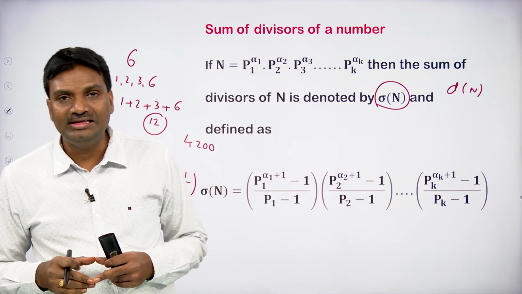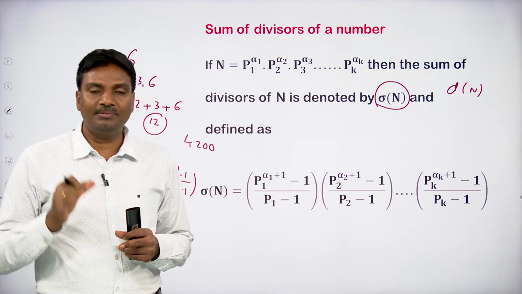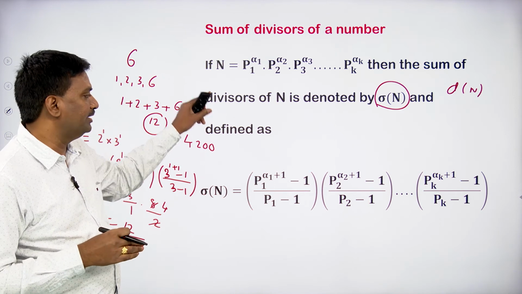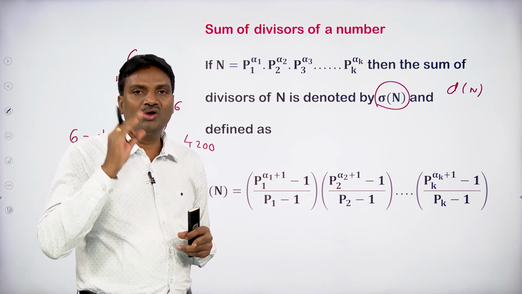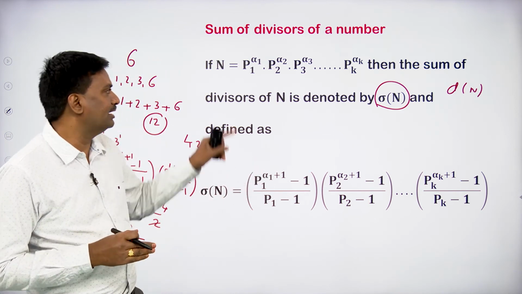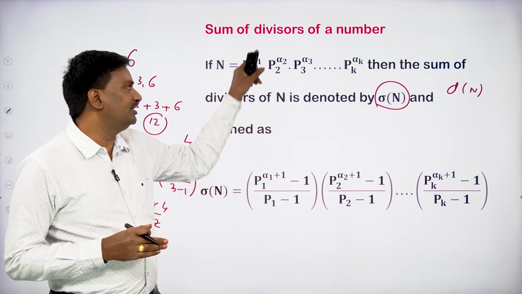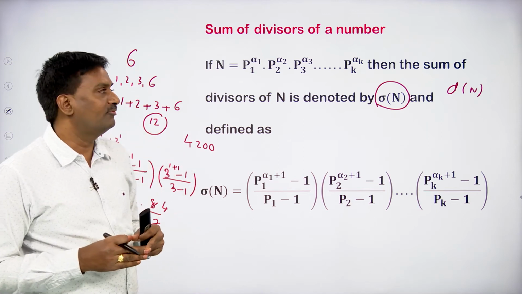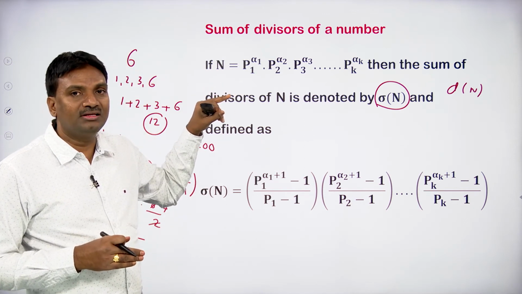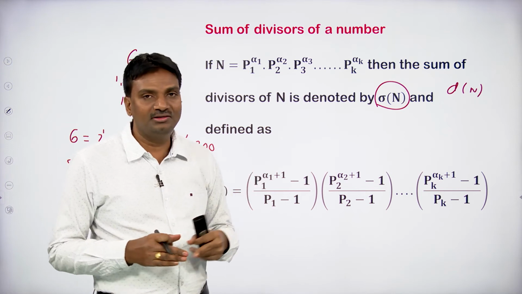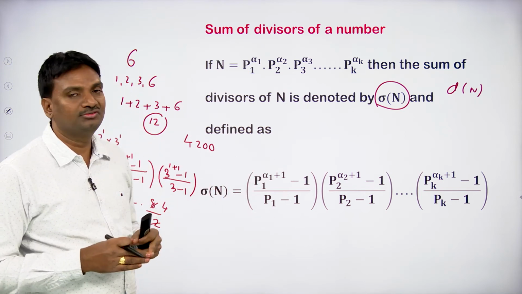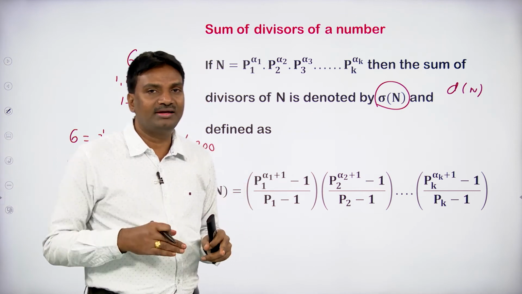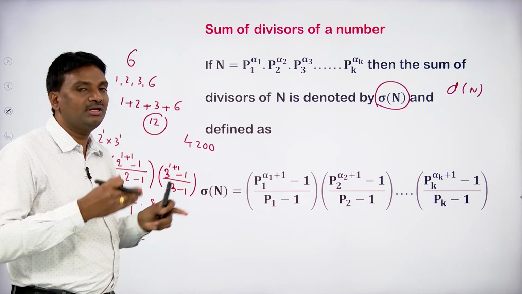If capital N is the given natural number, then to find the sum of all divisors of n, we can use this formula. First we have to express the given natural number n like this: P1 power alpha 1 into P2 power alpha 2 into so on, Pk power alpha k. After expressing the given natural number n like this, we can use this formula sigma n equal to, where n is nothing but the given natural number. Suppose that is 6.